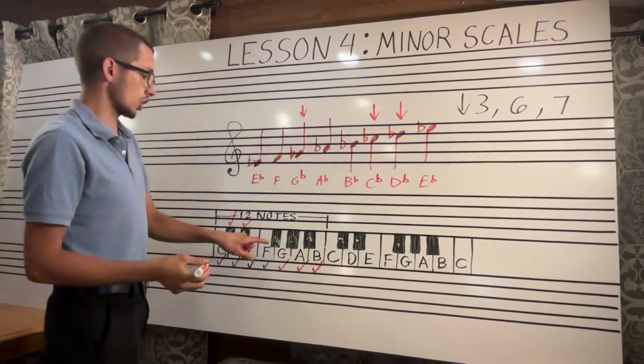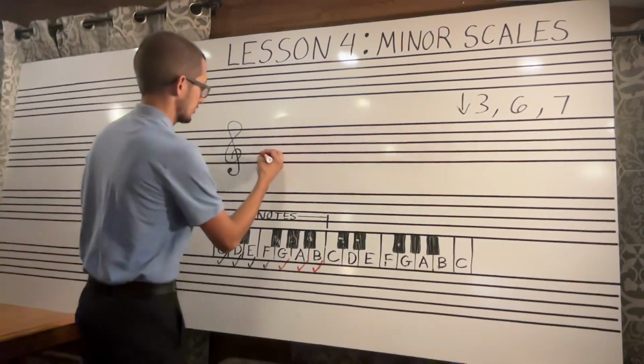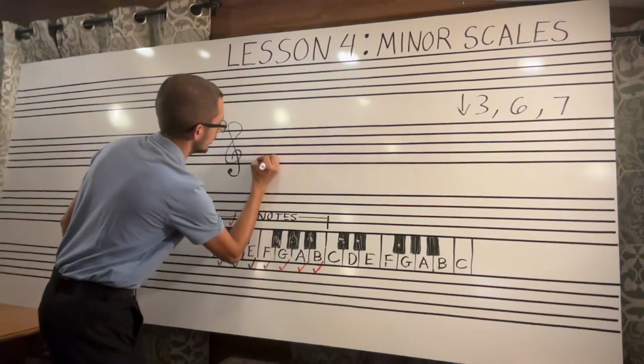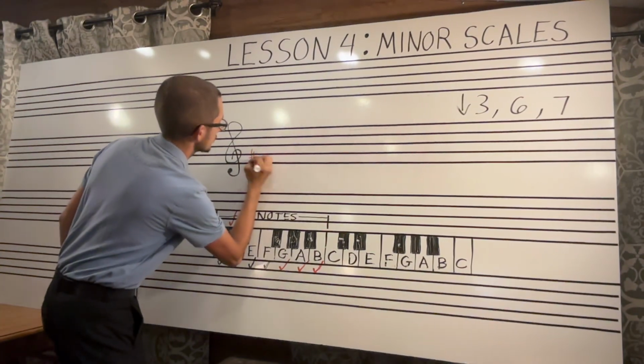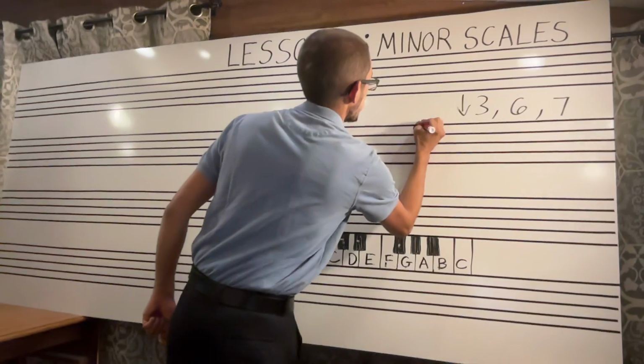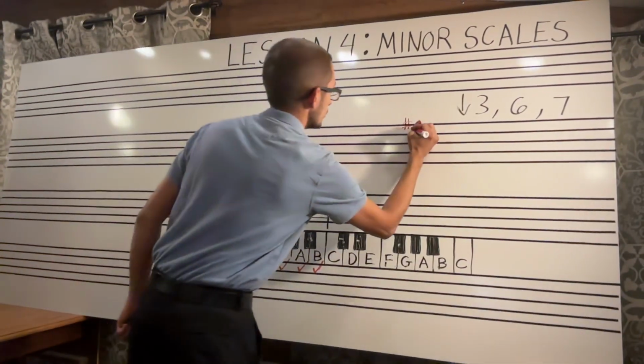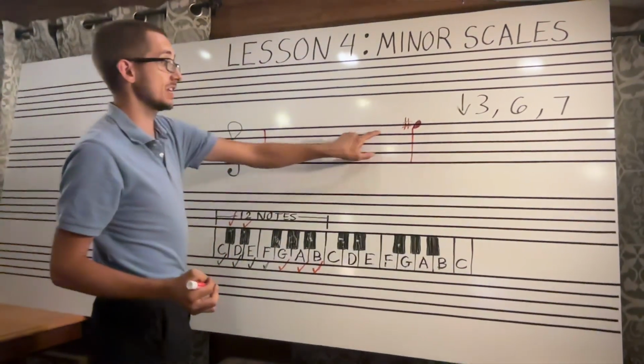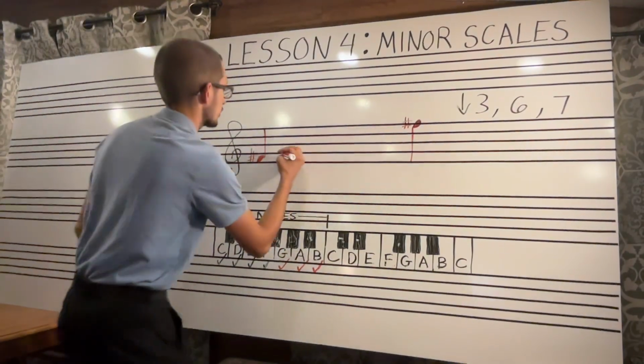Let's do our F sharp natural minor scale. Let's start off with our F sharp major scale. So to build our F sharp major scale, we need to fill in every line and every space from F sharp to F sharp.